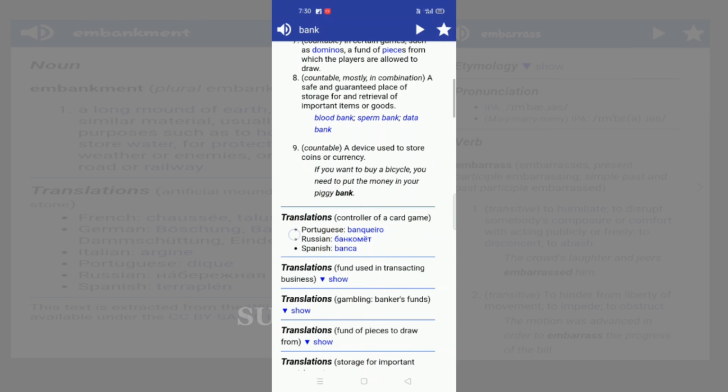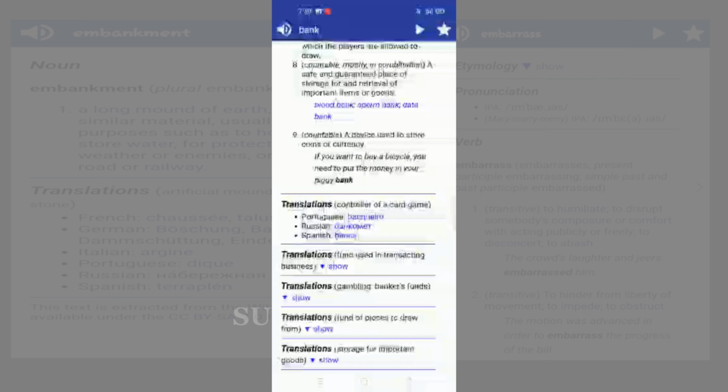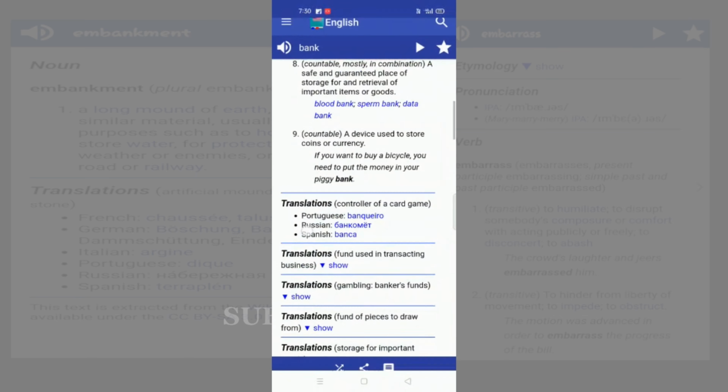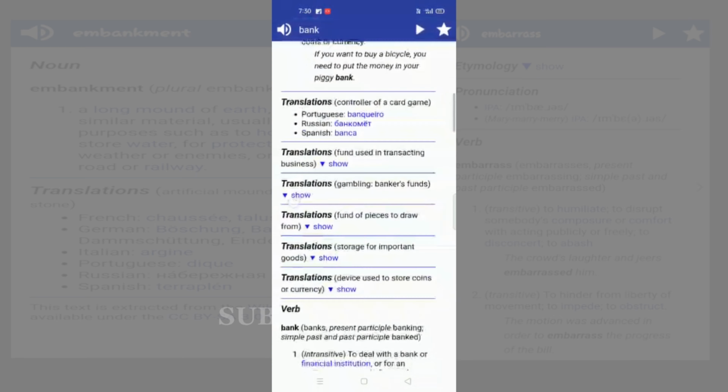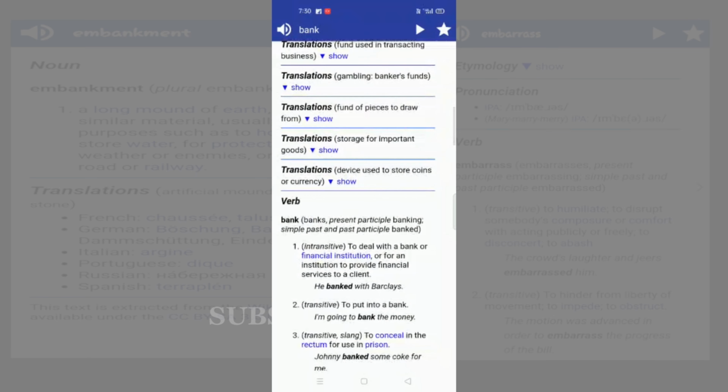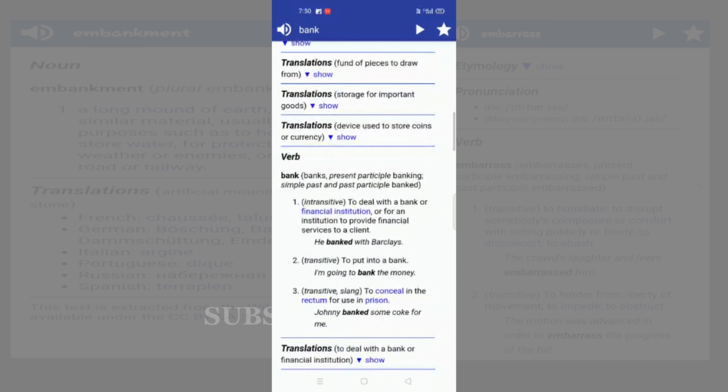That's the perfect way. That is the better way to use a dictionary, that you will have to exhaust all the meanings, you will have to understand all the meanings given in the dictionary. So your approach must be maximum to understand that particular word.